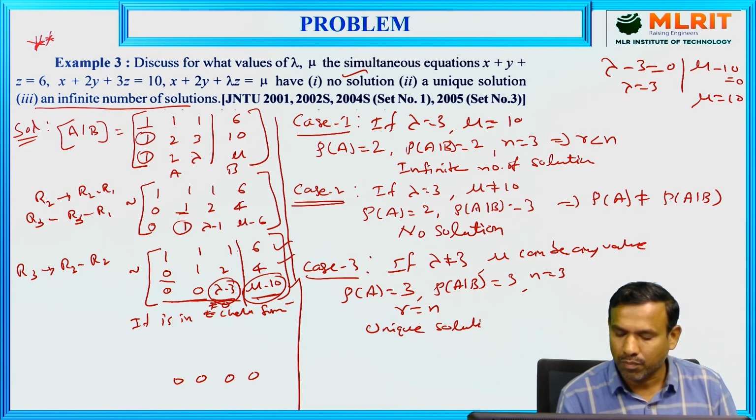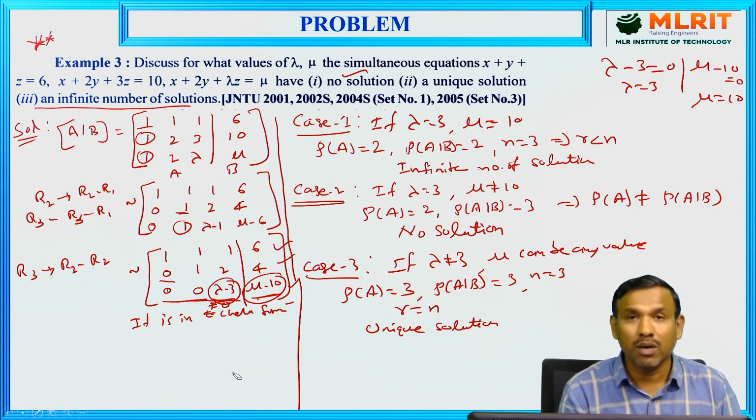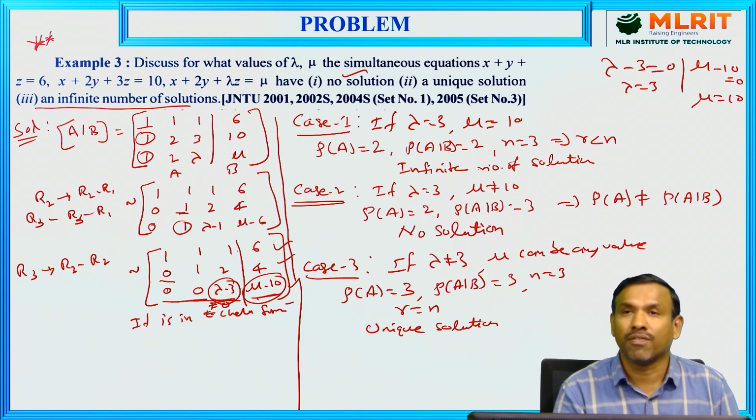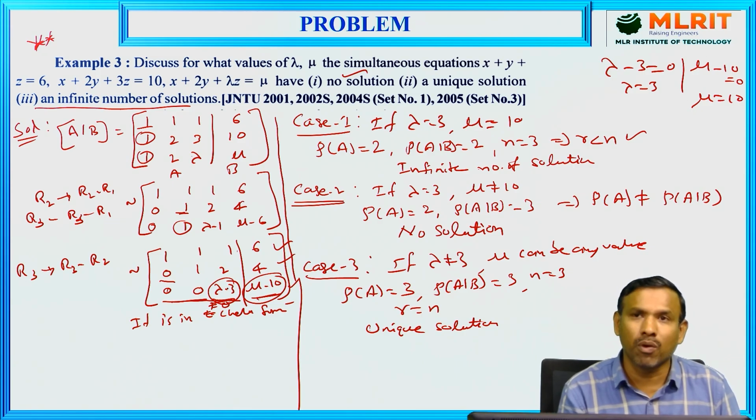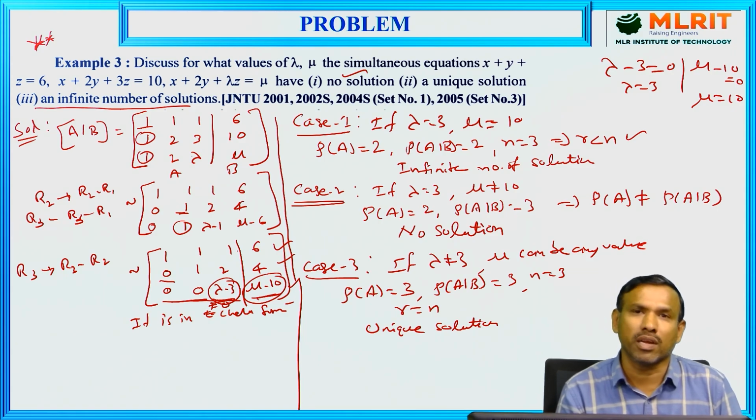See, clearly we have discussed for what values of lambda and mu the system can have unique solution, infinite number of solutions and no solution. See, lambda is equal to 3, mu is equal to 10, so the last row becomes a 0 row. So, infinite number of solutions because r is less than n. Rank is 2, unknowns are 3. Lambda is equal to 3, mu not equal to 10: rank of A becomes 2, rank of A by B becomes 3, which are not equal, so no solution. Now, lambda not equal to 3, the last row becomes a non-zero row. Rank of A is equal to 3, rank of A by B also 3, unknowns also 3. Then r is equal to n case.